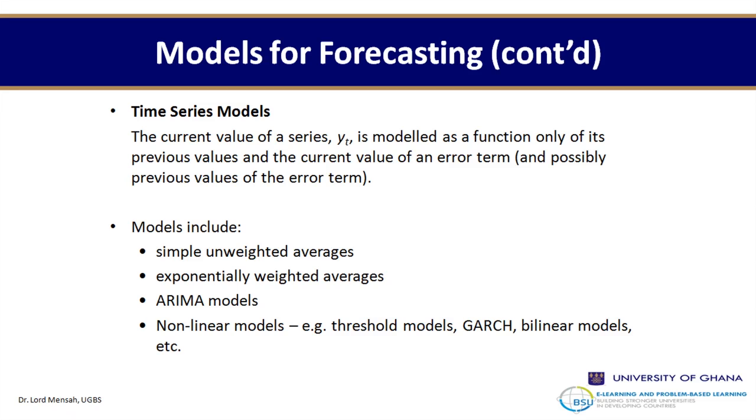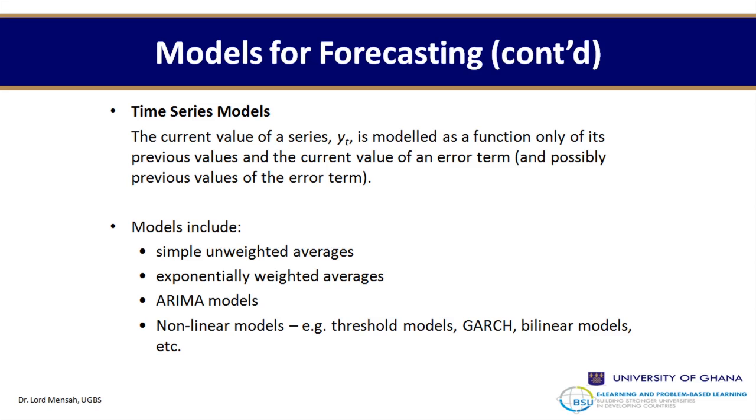Now the current value of YT is modeled as a function only of its previous values and the current value of an error term. So it combines the previous values and some error term, and possibly previous values of the error term. So the models include simple unweighted averages.